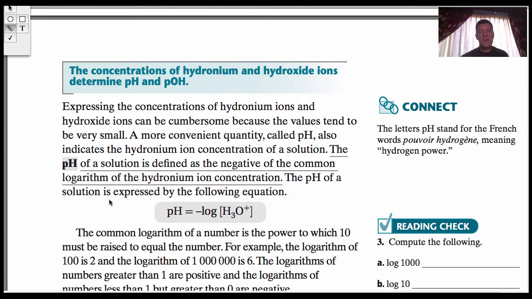All right. Now, we're going to talk about another measurement here. And this measurement is going to be called pH.